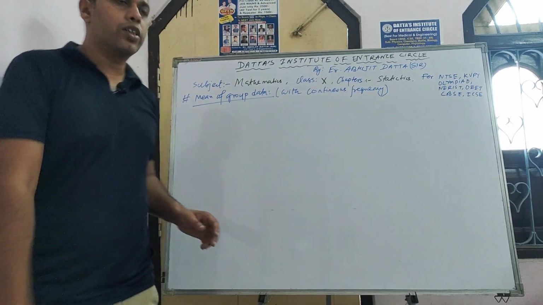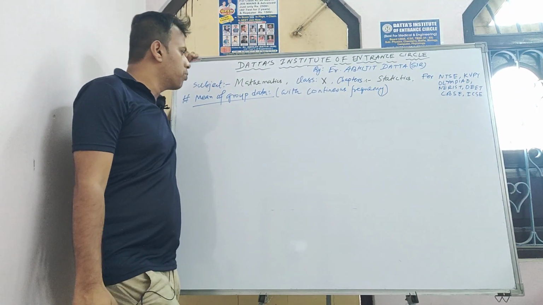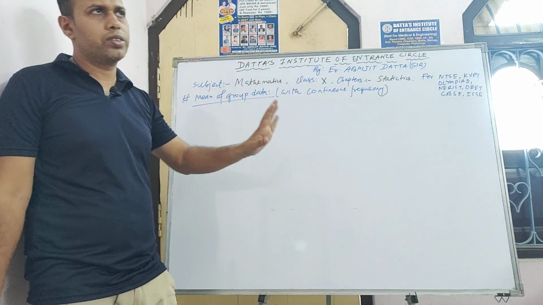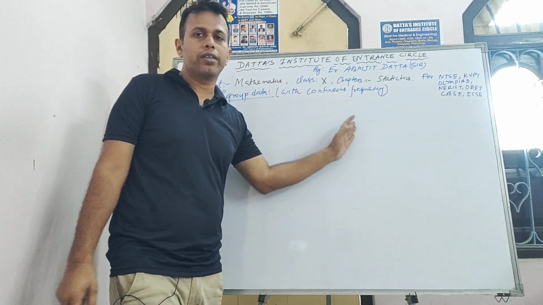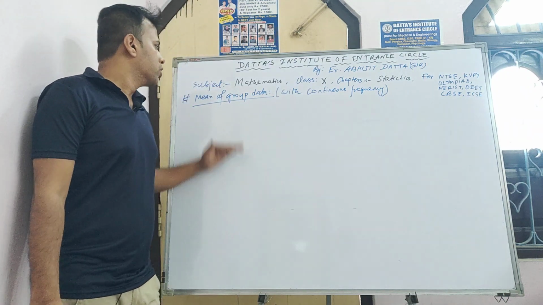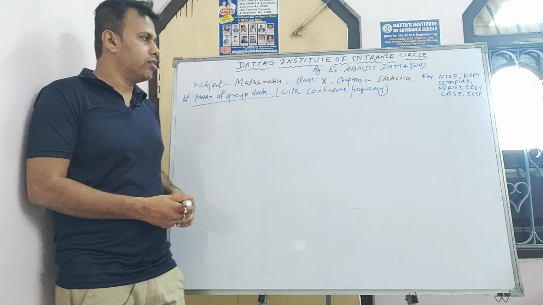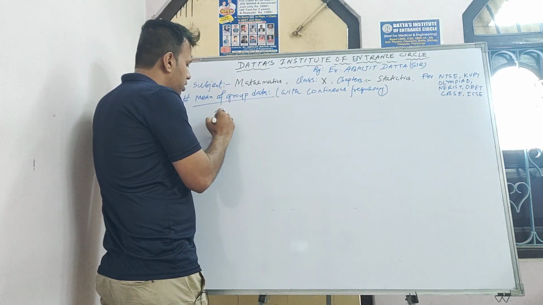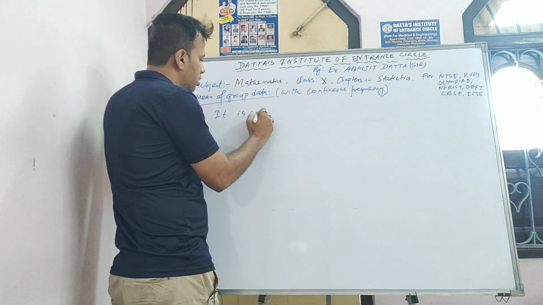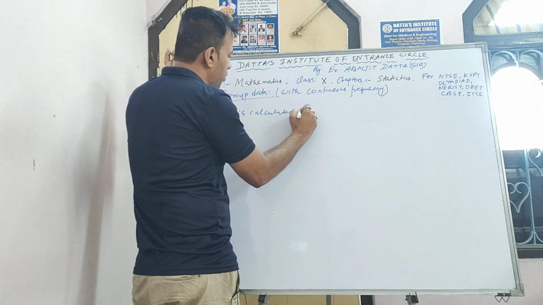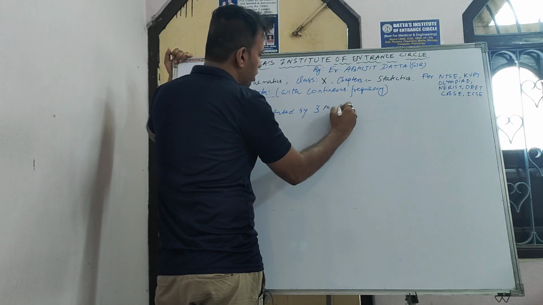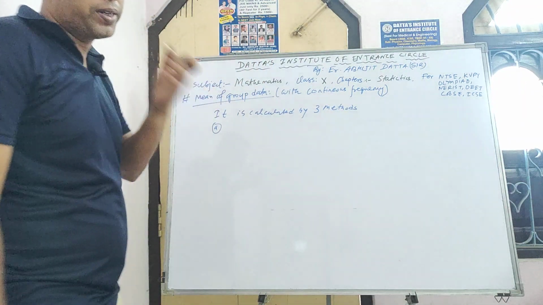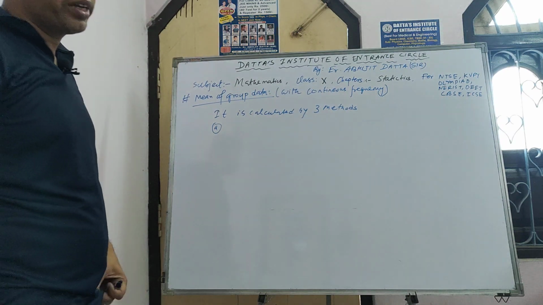So students, another topic from the mean, that is the mean of grouped data, with continuous frequency. Continuous means there is no break, like 10 to 20, 20 to 30, 30 to 40, like this only. The mean of grouped data can be calculated by three methods, and the methods are: direct method, assumed mean method, and step deviation method.